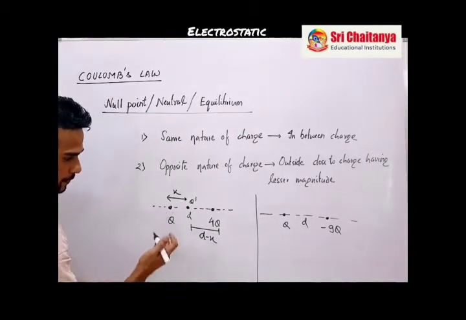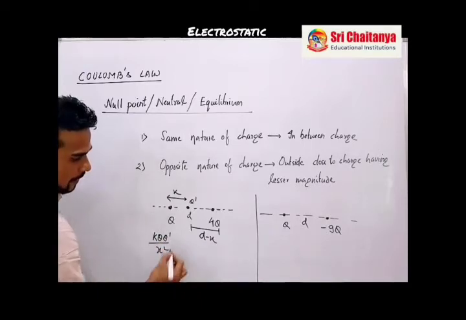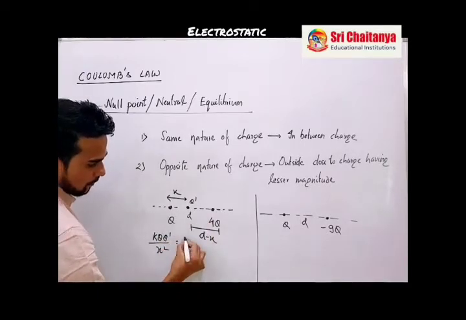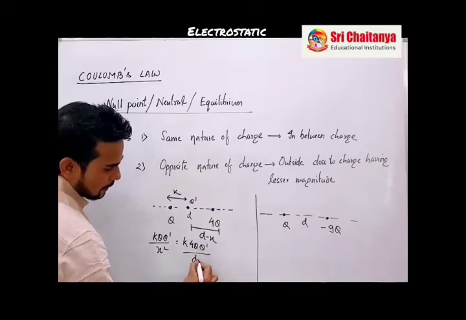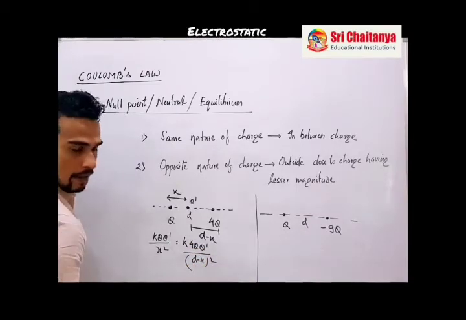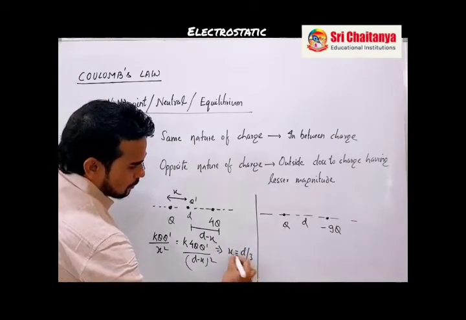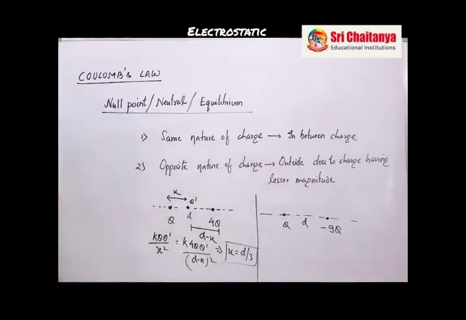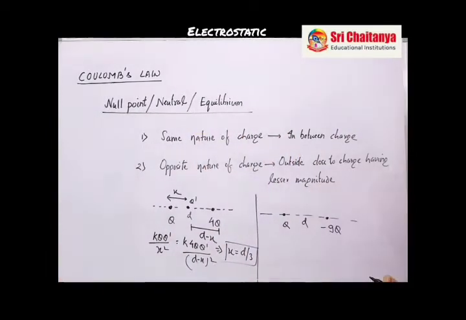So the force of this, that is k q dash upon x square, will be balanced by the force of this, k 4q into q dash upon d minus x whole square. Now from here you can simplify and you'll get x equal to d by 3. So this is how we got it. Now see the next question. This will give you more idea.